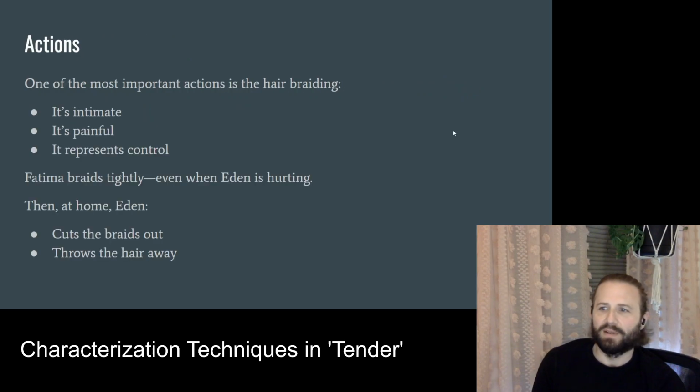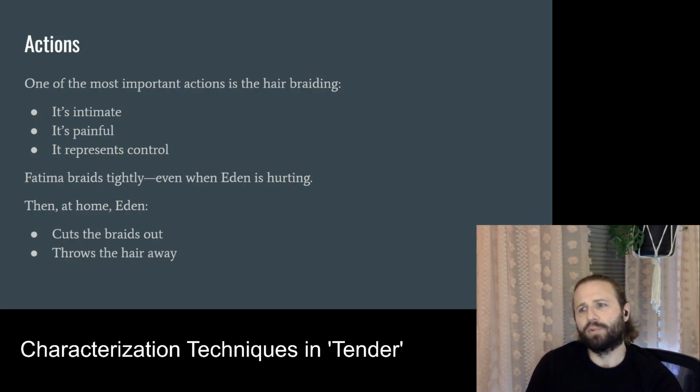All right. Next, everyone, actions. This is once again the most effective way to understand a character in a story. If a character does something, you trust that to say something about them. So, for example, you look at the hair braiding scene, guys. It's a great part of the story.